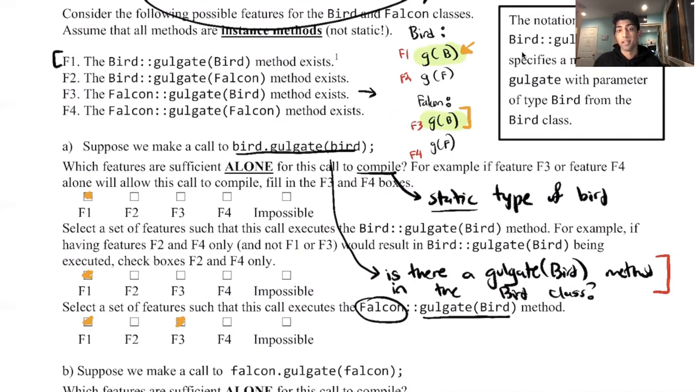What's also a cool observation you can make is that f2 and f4 will never really get called for this question, since we're executing gulgate and bird is of static type bird, it can never execute f2 or f4. So even if f2 or f4 existed, we will still execute this method. So we could add in f2 and f4 here. In the same light, for the previous part, we could add in f2 and f4. Okay.